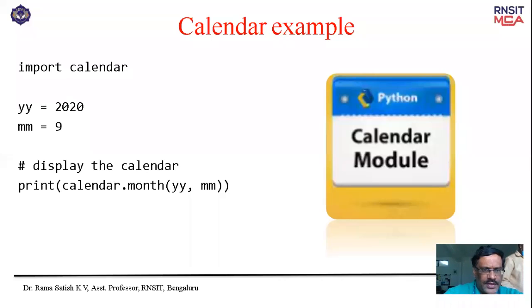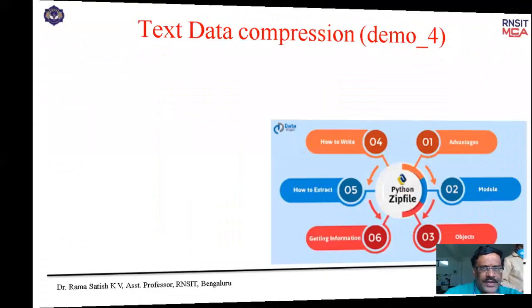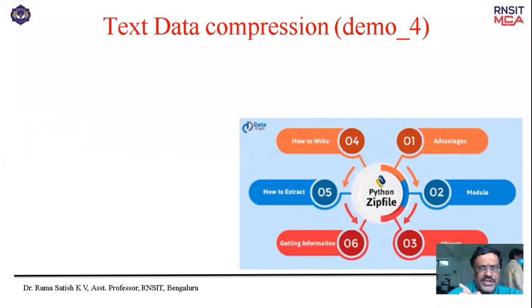Moving further, we have a compression module. We call it zlib. Z stands for zip. Zip means compression. Especially for data compression, this is very much used. I've taken a very good example. It generally compresses, and when you compress, the normal text is encrypted. You cannot see anything.